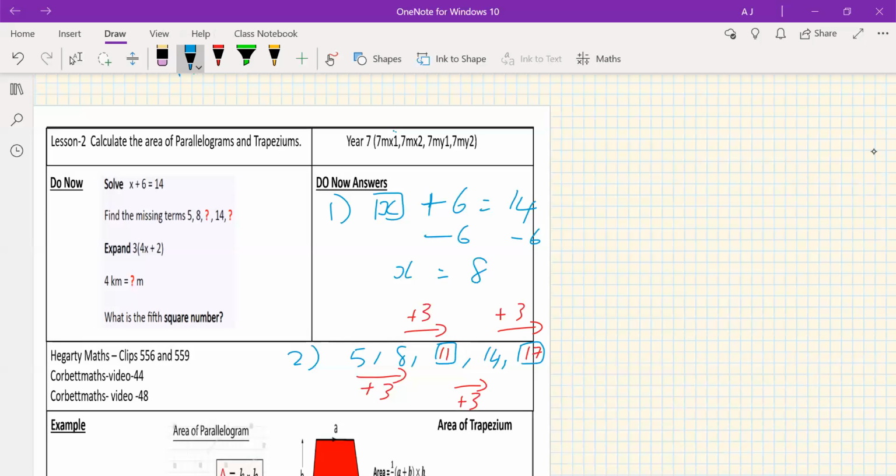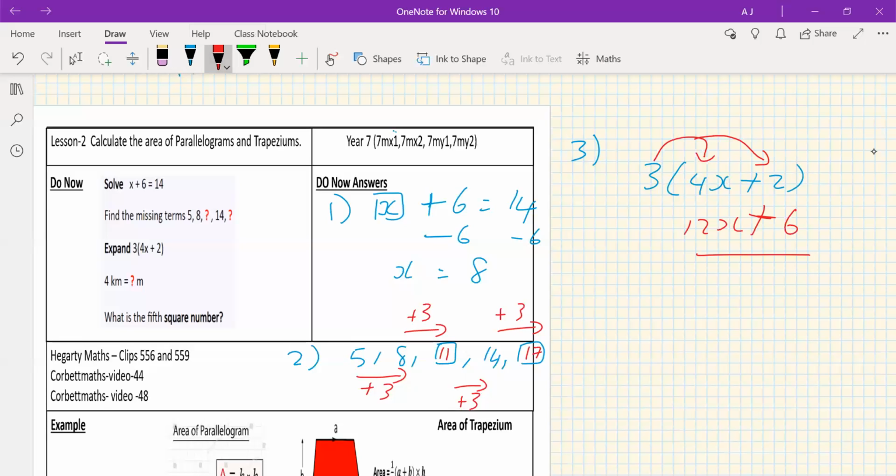Question number 3. Expand the bracket. That is the question: 3 times the bracket 4x plus 2. How can I remove this bracket? I need to multiply the number outside the bracket by whatever is inside the bracket. So in this case, 3 times 4x, I get 12x, plus 3 times 2, I get 6. 12x plus 6, that is my answer for question number 3.